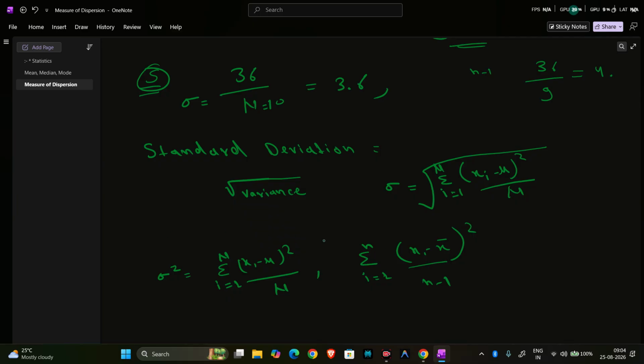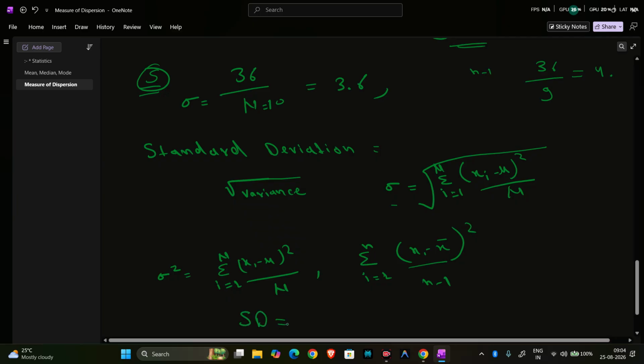The formula we already saw: sigma is the square root of the variance. So we can say standard deviation equals the square root of variance, right?